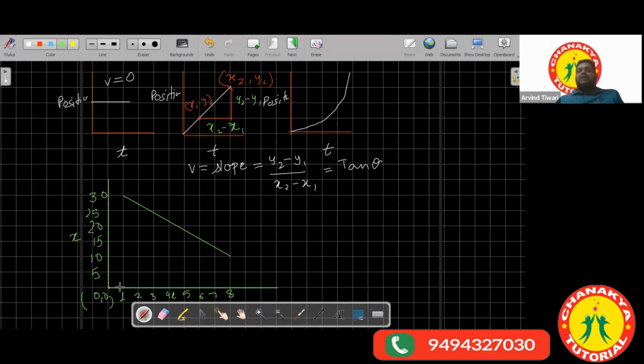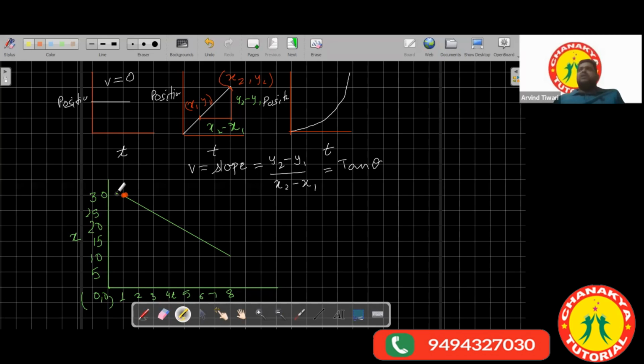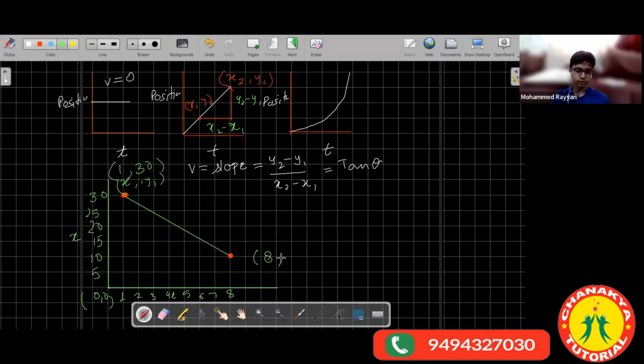At the beginning of the time, that means when the time is 1 second, we observe the position of the object. Where is the position of the object? 30. So what is the initial position? 30. Okay, fine. So I have my initial position here 30. I'll be taking this point as x1, y1, which is x value is 1 and y value is 30. Now this is my final position. The coordinates of this point are 8, 10, right?